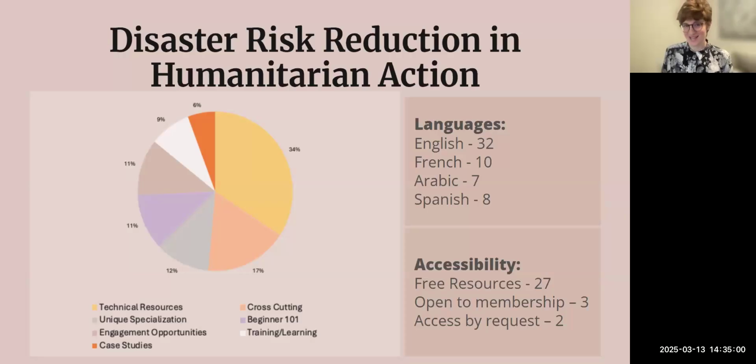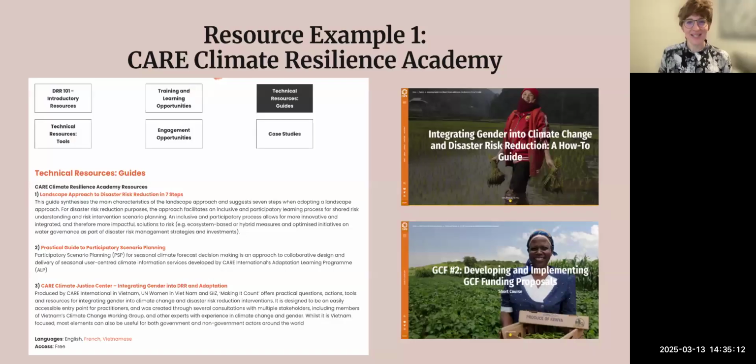And I'll show you just some examples, but we'll drop a link into the chat with the link to the page that you can explore on your own. On the next slide, you can see the CARE Climate Resilience Academy. It's an online learning platform and capacity sharing initiative run by the CARE Climate Justice Center. They have a number of resources. We've pulled out a couple trainings and online self-paced courses and guides. So you can see here a screenshot of the guidance page. Under technical guides, we've included 3 resources, such as this one on integrating gender in climate change and disaster risk reduction.